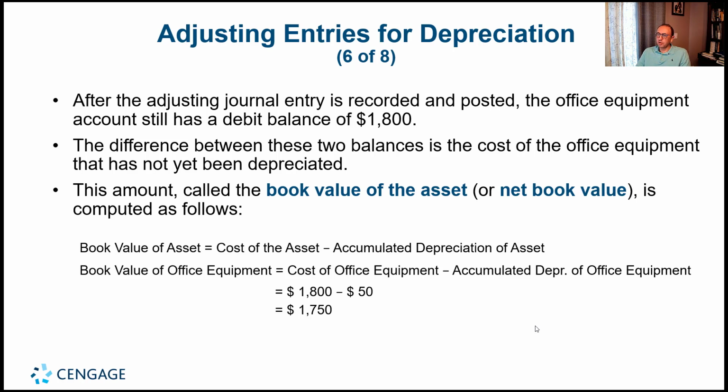So the book value of office equipment in this case would be the original cost of the office equipment, which is $1,800, minus its accumulated depreciation of $50. And that would give us a net book value, or simply a book value, of $1,750. So this is very important. When we say the book value or the net book value of an asset, we have to think about its original cost minus the amount of accumulated depreciation, how much of the depreciation has been accumulated over its life.